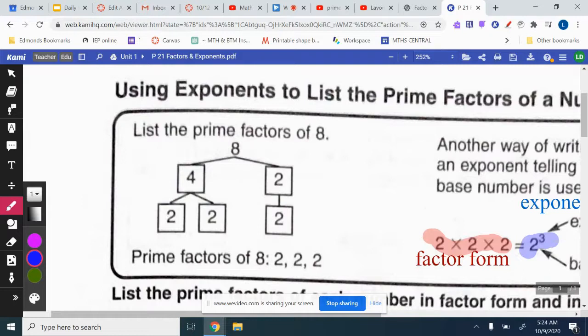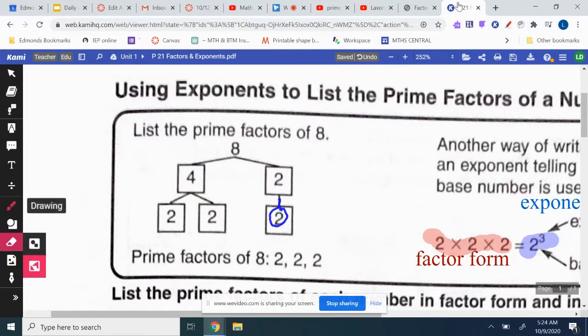So they want us to list all the prime factors for 8. So what they did for 8 is they divided 8 by 2, and they got 4 and 2. So they know the factors of 8 are 4 and 2. So 2 is a prime number, so I'm going to circle it. And they bring it down so that way it's all on the same level. You can choose to do that or not, but just note that that one is done. We're going to erase that so we don't count that in our circle.